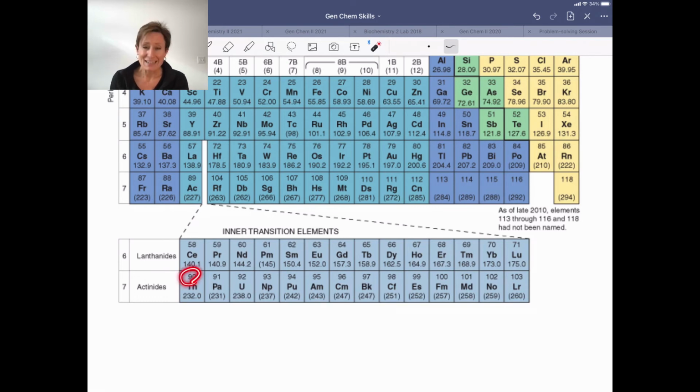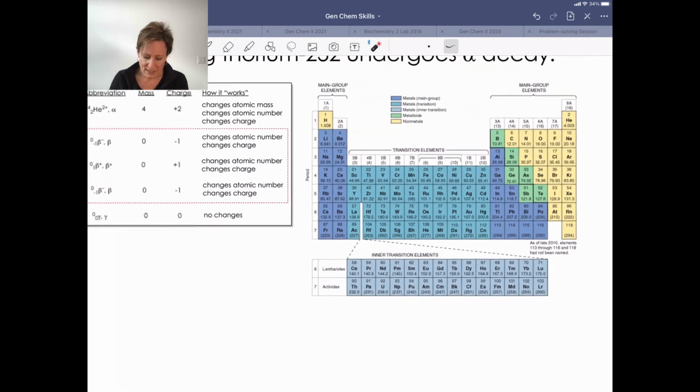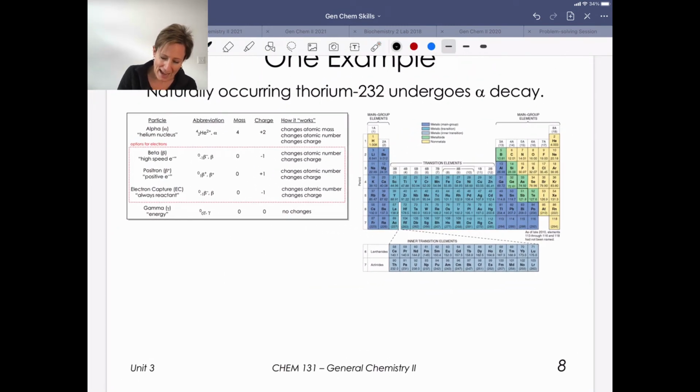But again, the atomic number is 90. This is why we needed the periodic table, because we needed to be able to write this as its full name. So 232 goes on top. That's the atomic mass. Thorium is the chemical symbol, so we write it there. And importantly, we needed the periodic table to figure out that it had the atomic number of 90. That's where we got that piece of information.